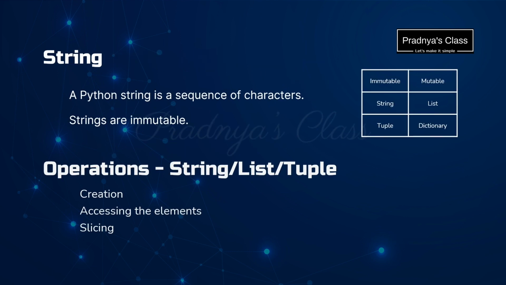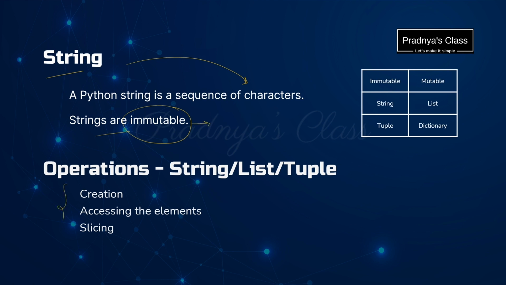Out of these 4 data types, first of all let's discuss string. String is a sequence of characters. Here is the important property we should keep in mind, that strings are immutable. Immutable means we cannot change the content of the string in place.